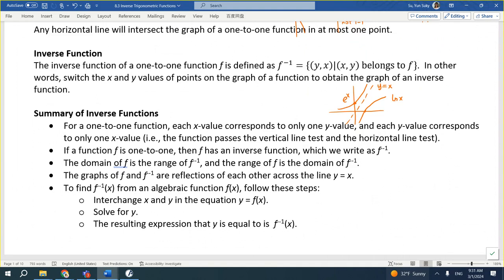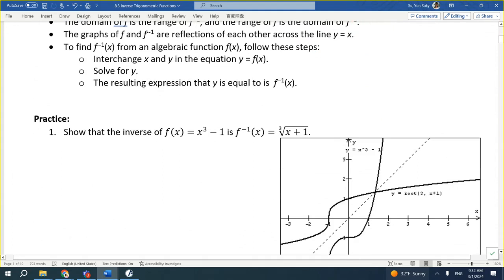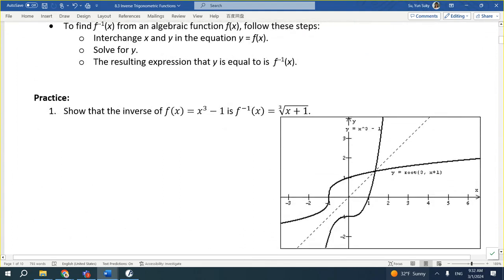And then to find the inverse function, we follow the following steps. We interchange x and y in the equation. We solve for y, and then the resulting expression, the y, is equal to the inverse function. Okay, what does that mean? Let's find an example here. So how do we find the inverse function of this function? So this function, you have y equals x cubed minus 1, right?